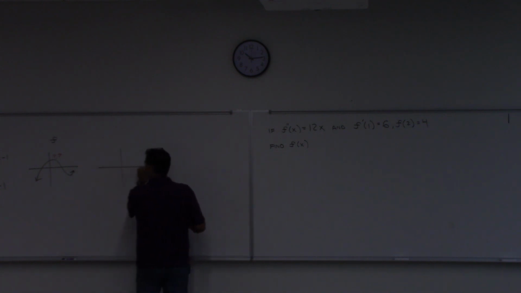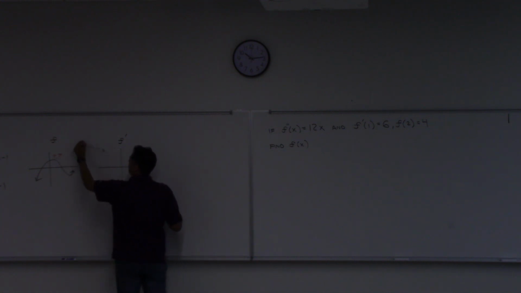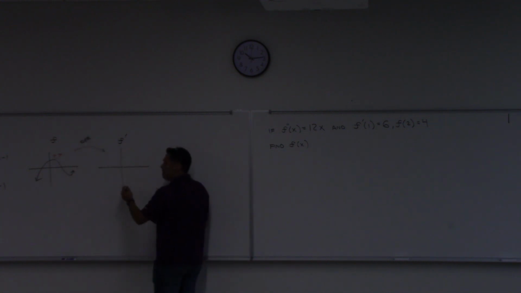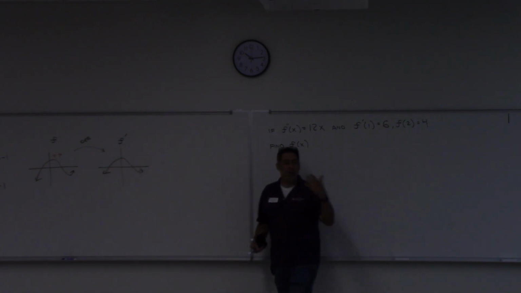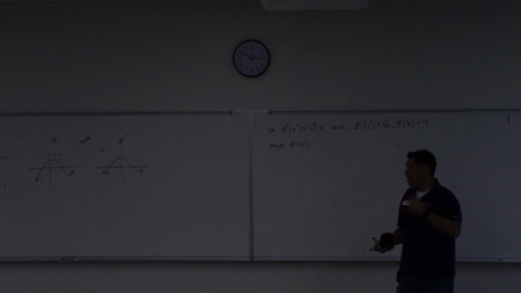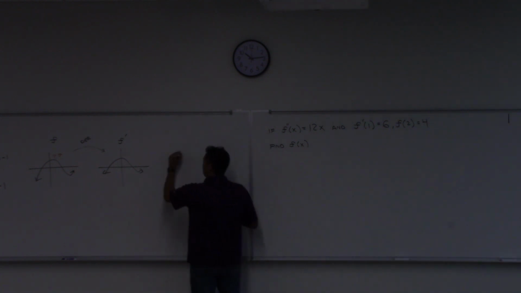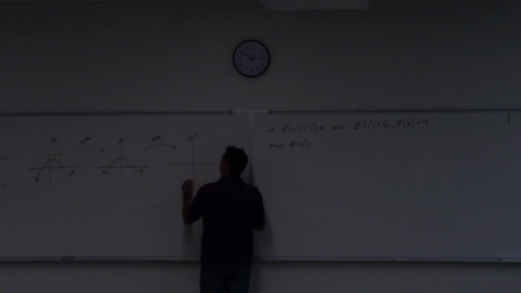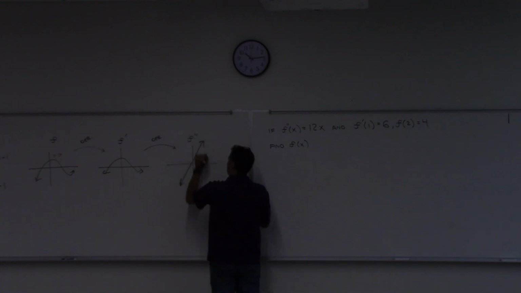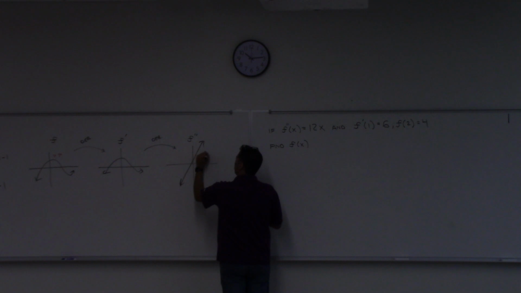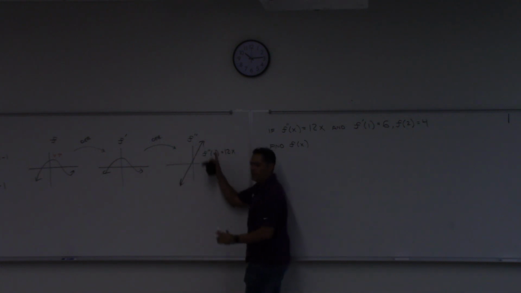In Cal 1, we could take the derivative of that function, and we would get a new function that, most of the time, would be a different graph, but that would be our derivative. And then there's nothing stopping us from taking the derivative again, and that would give us the second derivative, and that function is this one. And I'm telling you that that second derivative is the function 12x, which is a linear function, right?